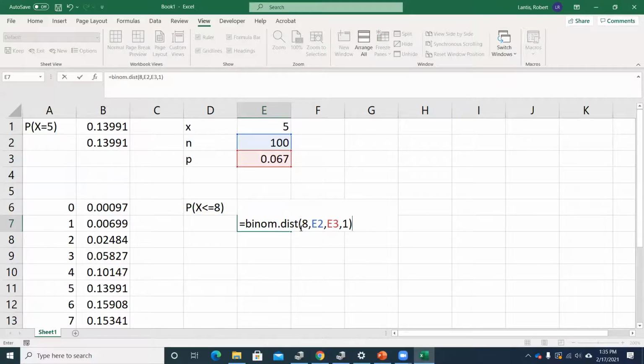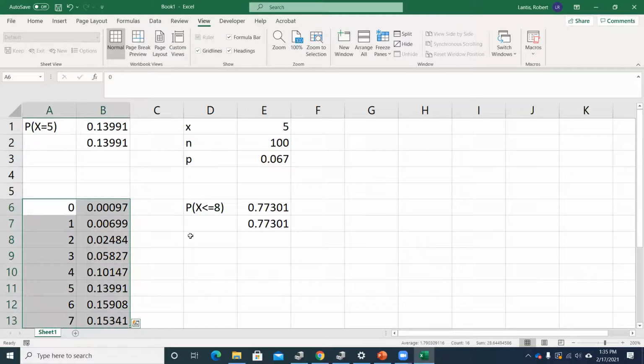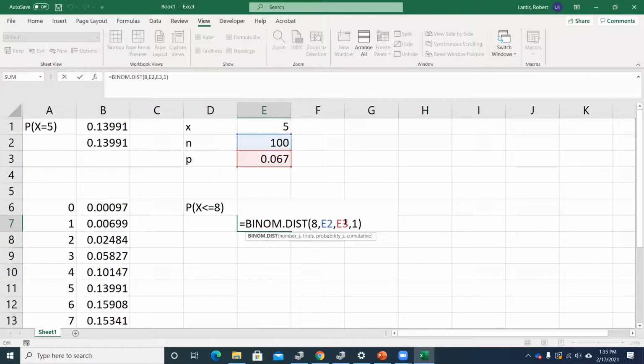So now when I hit enter, notice I'll get the exact same thing, but I didn't have to do all of this work and then add up the outcomes that fit that, okay? So it's two ways of doing the same thing. Using that cumulative option makes problems like this, all I had to do was in one cell, made it a little bit easier, okay?